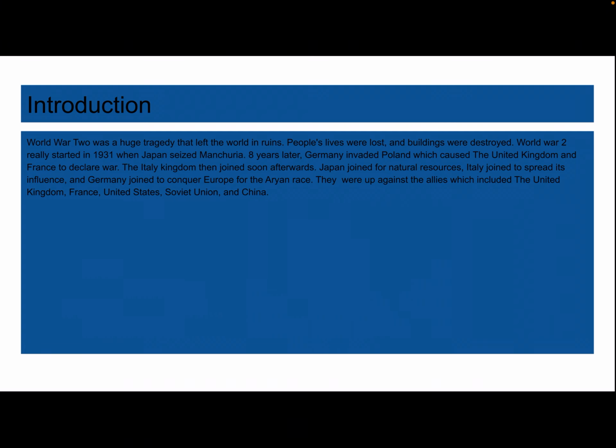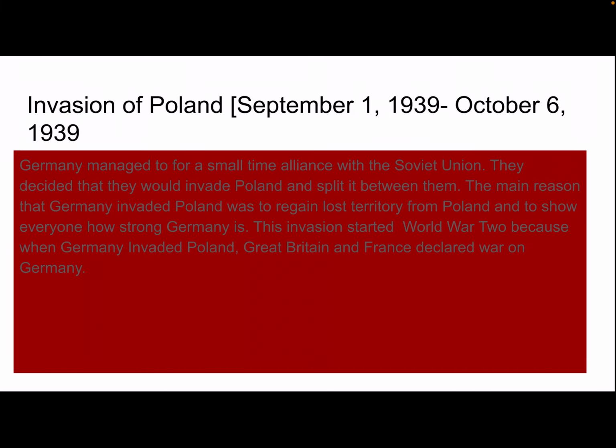So let's go to the first battle. Now we have the invasion of Poland. Germany made an alliance with the Soviet Union. This was before the Soviet Union joined the Allies. The main reason that Germany invaded Poland was to regain lost territory from Poland and to show everyone how strong Germany is. The invasion started World War II because when Germany invaded Poland, Great Britain and France declared war on Germany.